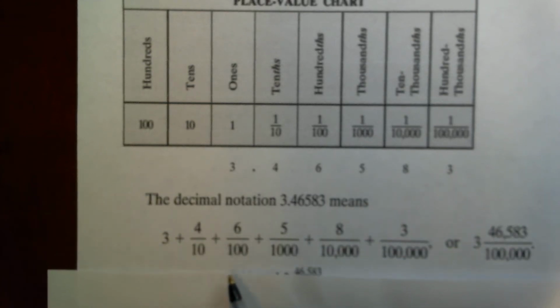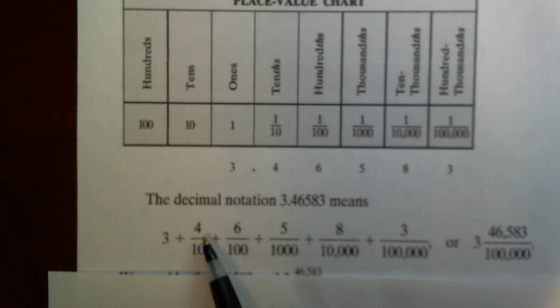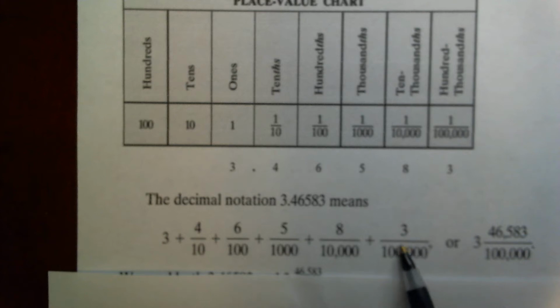When we look at a number like 3.46583, what does that mean? It means 3 ones, 4 tenths, 6 hundredths, 5 thousandths, 8 ten-thousandths, and 3 hundred-thousandths. Or 3 and 46,583 hundred-thousandths. That would be, of course, a fractional part.